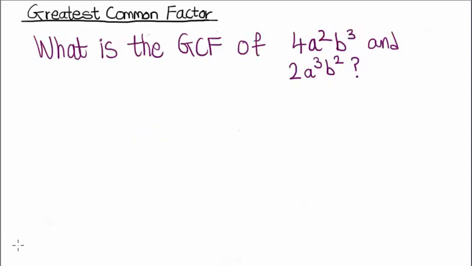In this example over here, I have: what is the greatest common factor, or the GCF, of 4a to the power of 2 times b to the power of 3 and 2 times a to the power of 3 times b to the power of 2.